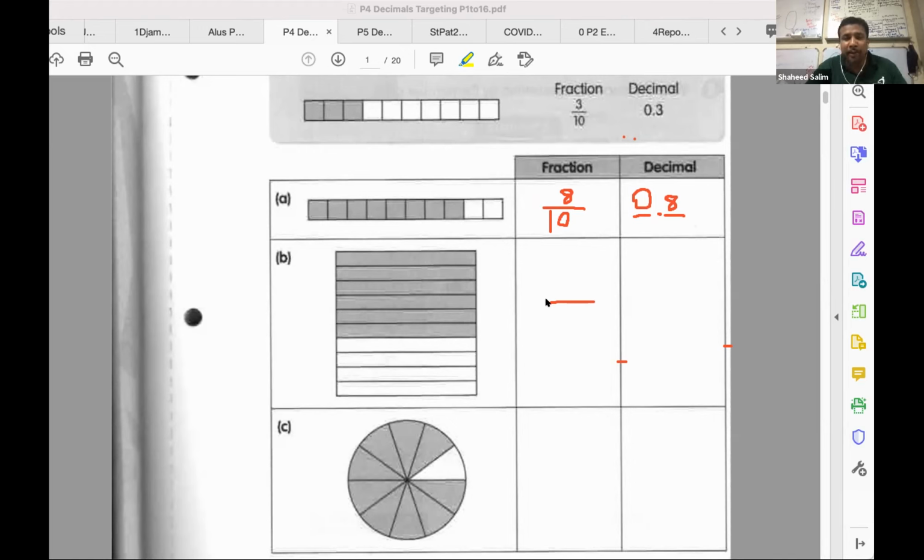Well done, Shafia. Well done. That's the way, Shafia. Okay. Neris, down here, count this one. How many? You tell me how many altogether, how many?